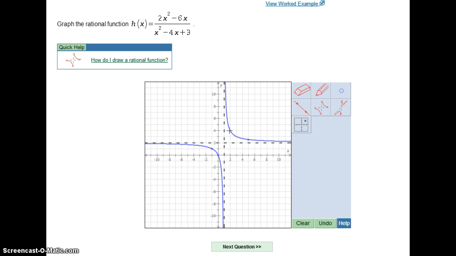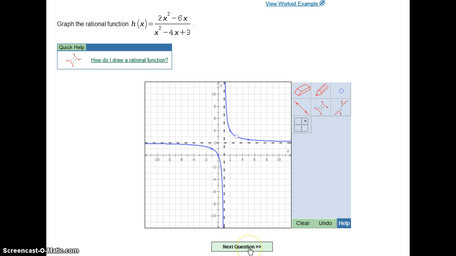The last piece that I need is to graph the hole. So I get the hole. I know that the hole is going to be at positive 3, so I line it up at positive 3, and I slide up until the actual graph turns yellow. And I click to plot my hole.